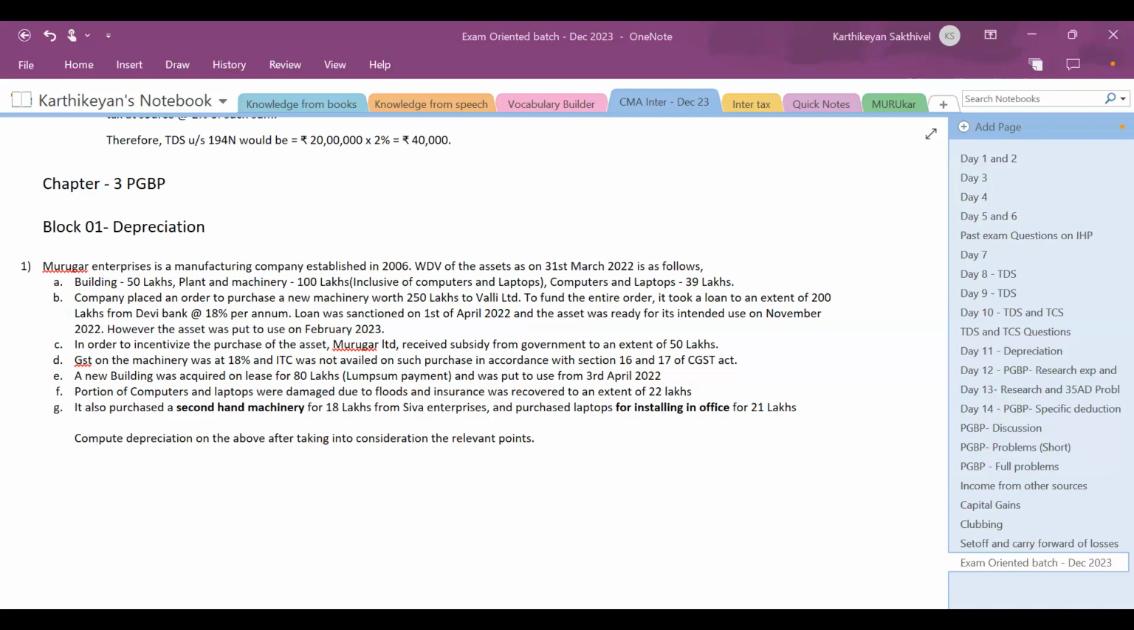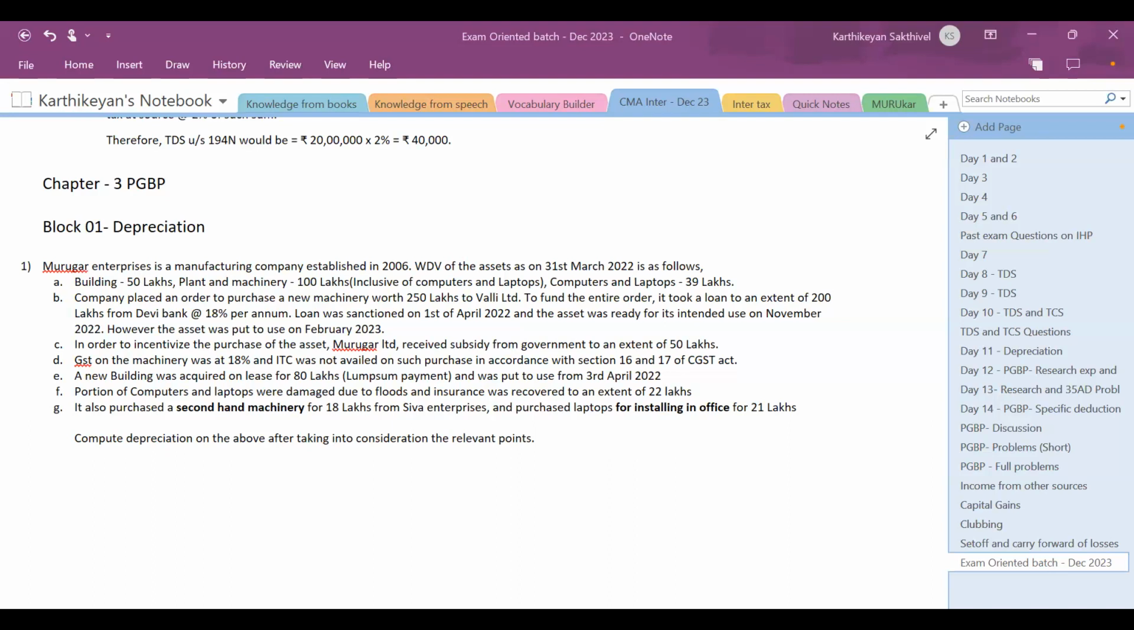A new building was acquired on lease for an 80 lakhs lump sum payment and was put to use from 3rd April 2022. A portion of computers and laptops were damaged due to floods and insurance was recovered to an extent of 22 lakhs. It also purchased a second-hand machinery for 18 lakhs from Shiva Enterprises and purchased a laptop for installing in office for 21 lakhs. Compute depreciation on the above after taking into consideration the relevant points.